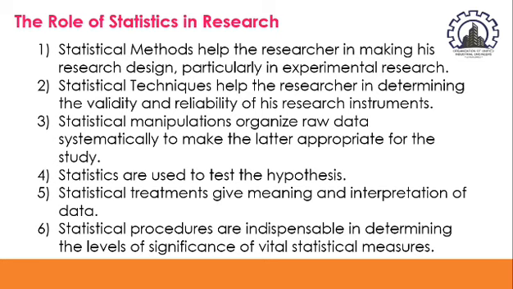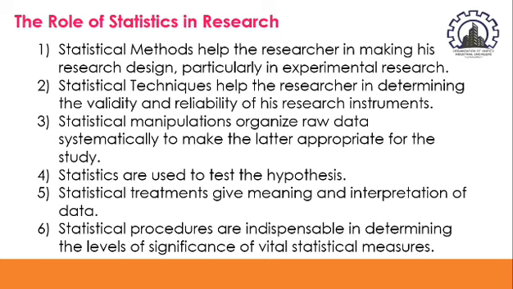And number 4, statistics are used to test the hypothesis. Now, statistics help the researcher determine whether his hypotheses are to be accepted or to be rejected. And number 5, statistical treatments give meaning and interpretation to data. What do we mean by this? Well, for example, if the standard deviation of the class frequency of a group is small, we know that the group is more or less homogeneous, but if it is large, the group is more or less heterogeneous.